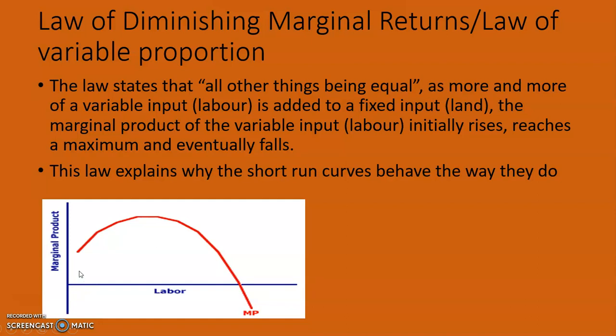Now we look at the behavior of the marginal product. Initially, the marginal product increases. Then it reaches a maximum point, that is the highest productivity. Then it begins to fall to the extent that it enters the negative zone. So this is how the marginal product behaves.